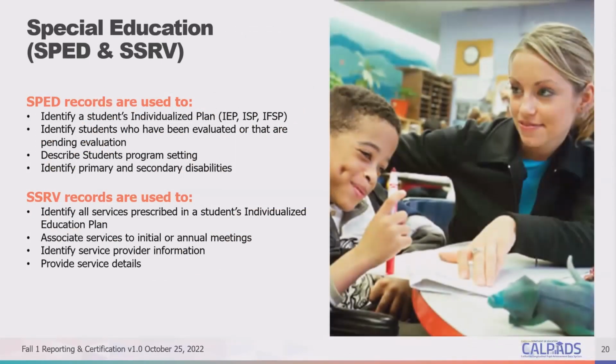And then we have special education, both the special education or SPED file and the student services file, the SSRV. The special education records are used to identify a student's individualized plan, whether it be an IEP, ISP, or IFSP. They also identify students who have been evaluated or have a pending evaluation, describe the student's program setting, and identify the reasons for their eligibility through the primary and secondary disabilities. SSRV, the service record, identifies the prescribed services for a student's IEP. It also identifies the service provider details like the frequency and duration.